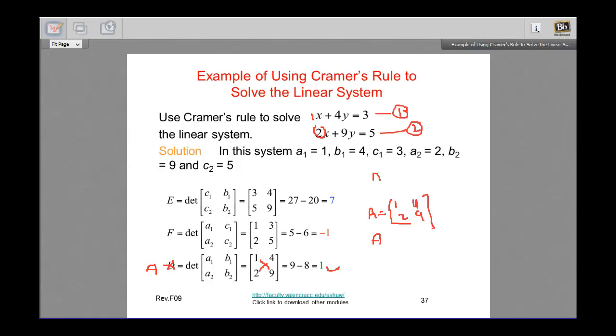Similarly, we will find a1. In a1, we replace column 1 with the right hand side. In place of column 1, we will put 3 and 5. So a1 will be 3, 5, and 4, 9 is the same. This is a1. Similarly, a2 is found by keeping the first column the same, and in place of the second column I will put the right hand side. So the first column will be 1, 2 and the second column will be 3 and 5. This is a2.